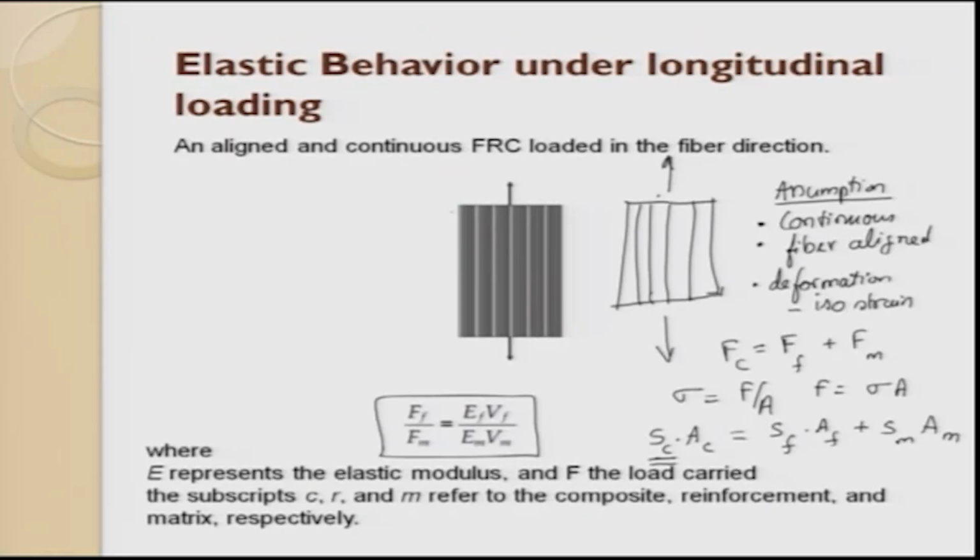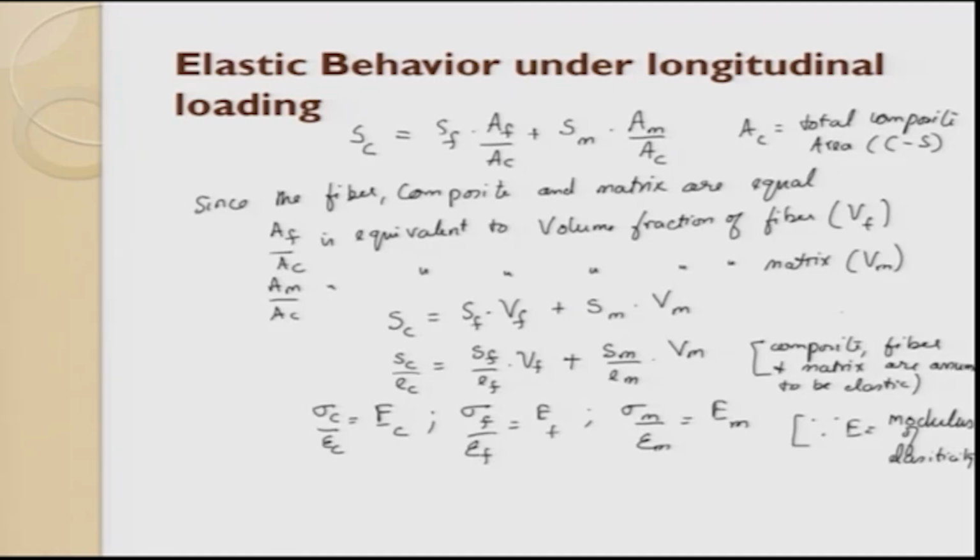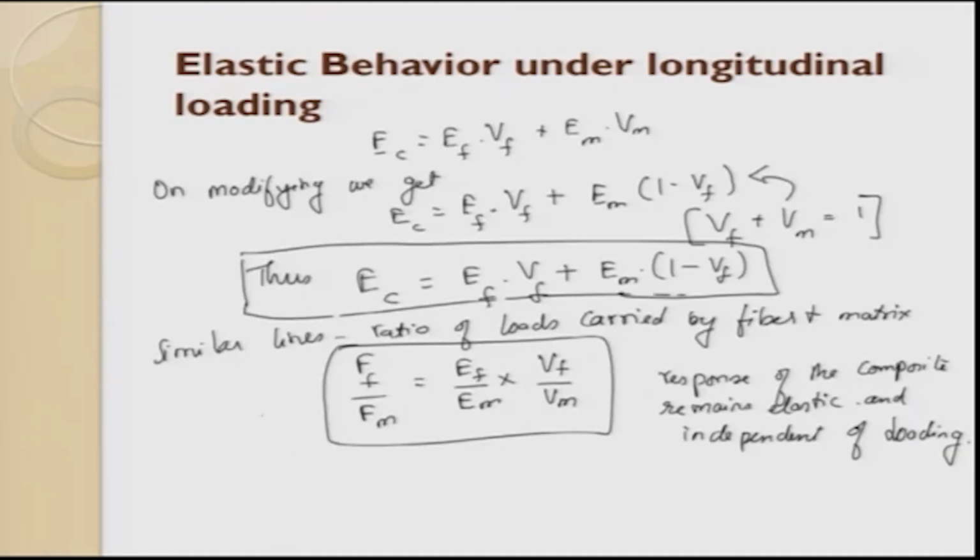We have derived the elastic behavior under longitudinal loading. We have taken assumptions: it is continuous, the fiber is aligned, and the deformation is isostrain, that means uniform strain. We have then proved that the ratio of the load carried by the fiber and matrix, F of F divided by F of M, equals Young's modulus of the fiber, Young's modulus of the matrix, multiplied by the volume fraction of the fiber and volume fraction of the matrix.